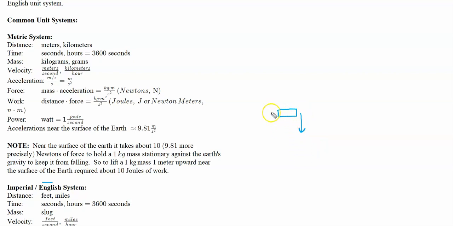For you to keep it from falling, you have to push upward with a counteracting force. The force that you have to push upward with in order to keep it from falling is, from Newton's law of motion, force equals mass times acceleration. So to keep this 1 kilogram mass from falling downward, you would have to exert a force upward of 1 kilogram times acceleration near the surface of the Earth, which is 9.81 meters per second squared.